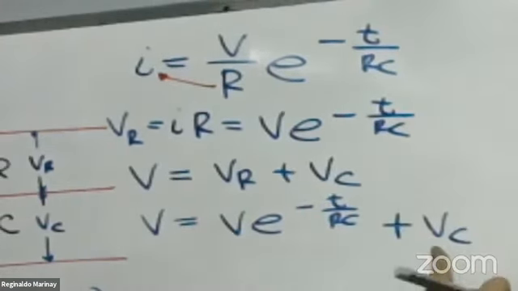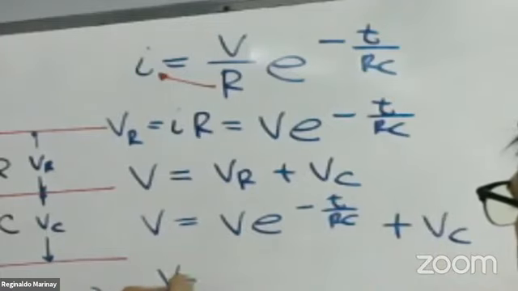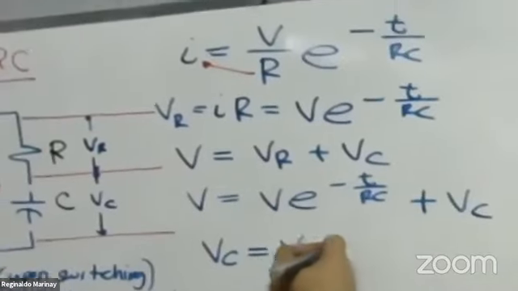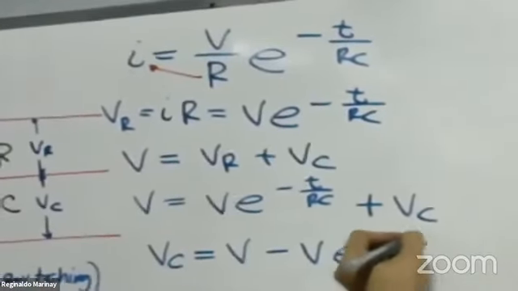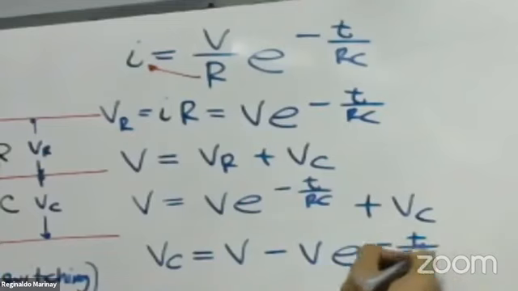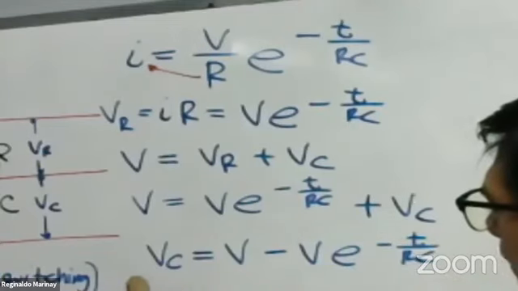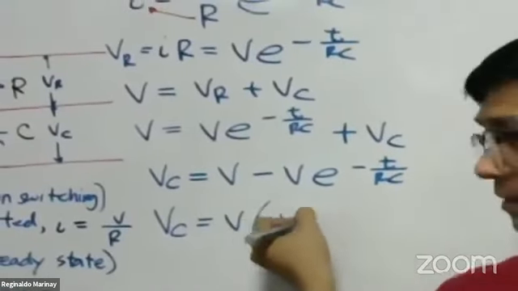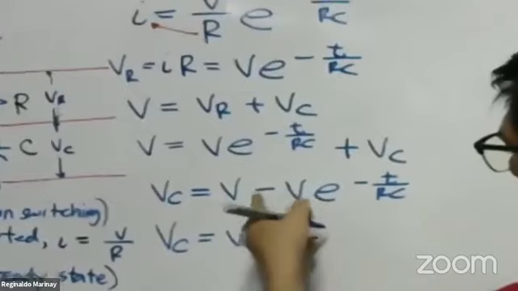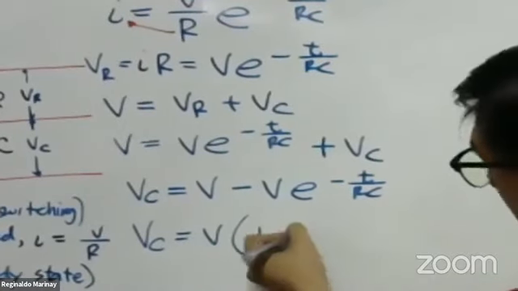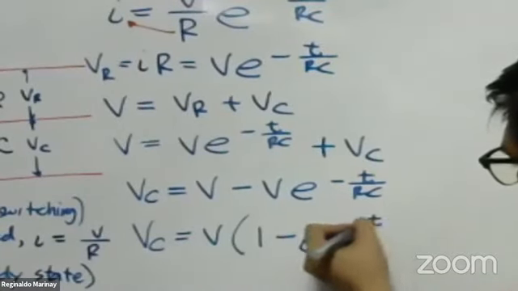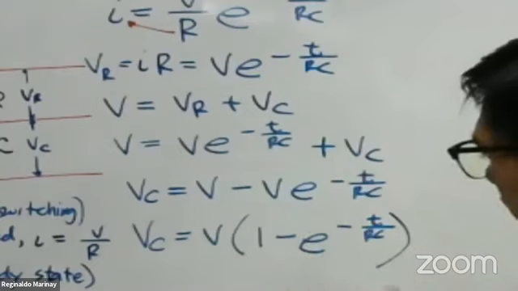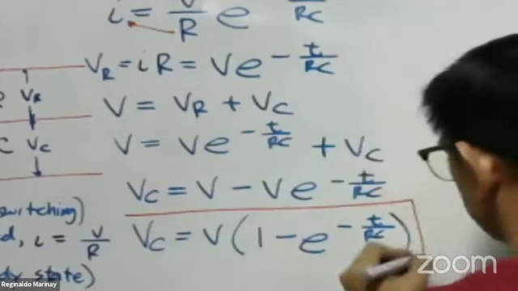Okay? Then let us now get our V sub C. V sub C is equal to the total voltage, no? Transpose this one, minus V e raised to negative t over RC. Okay, let us factor out our supply voltage V. So that is V times 1 minus e raised to negative t over RC. That one. So this is the formula to get our V sub C.